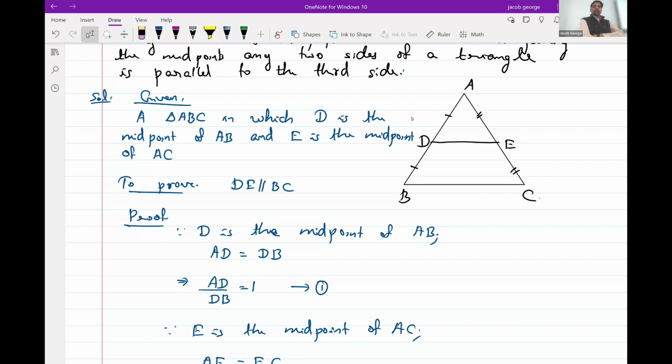So the proof we start like this. Since D is the midpoint of AB, AD is equal to DB. So what is AD by DB? AD by DB is equal to 1. Now, since E is the midpoint of AC, AE is equal to EC. What about AE by EC? That is also 1.